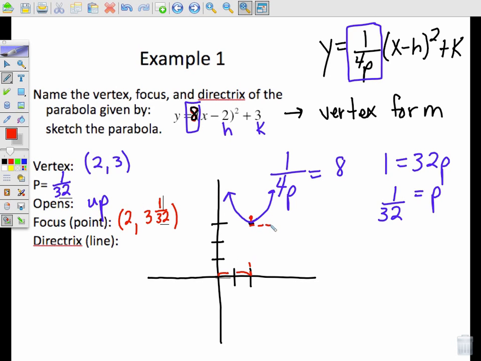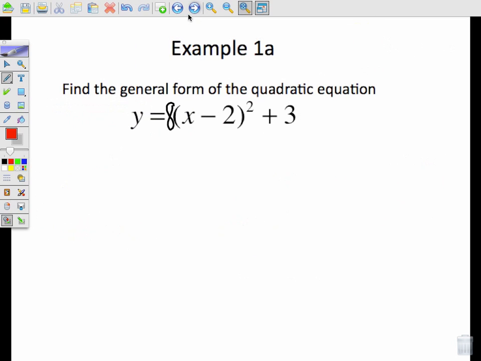So then, in order for me to find my directrix, it's the same measurement, but down below the parabola. So I have to subtract 1/32. My equation of my directrix would be y equals, I need to subtract 1/32 from the 3. So it's 2 and 31/32. And that's how you identify all your parts and how you sketch your graph. All right, that's going to be the end of that sketch. And we've got one more part to this problem here, and then I will probably start a second video.